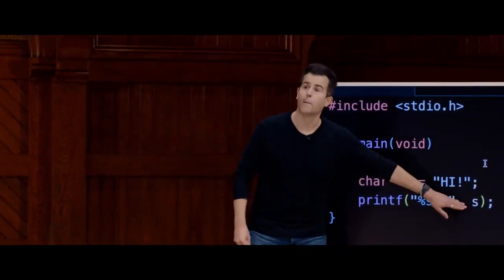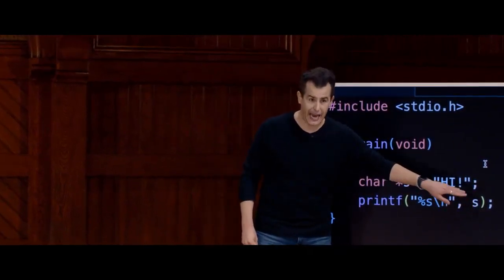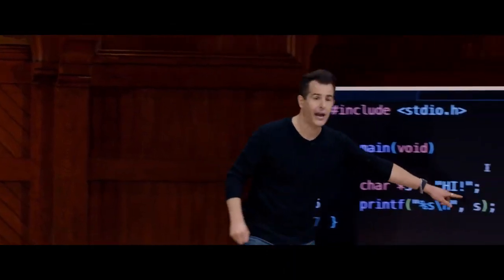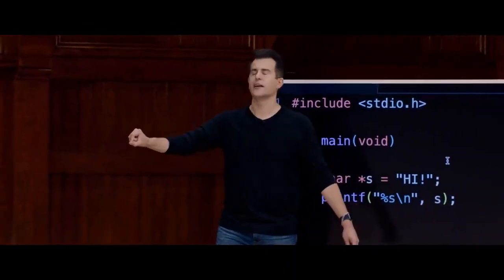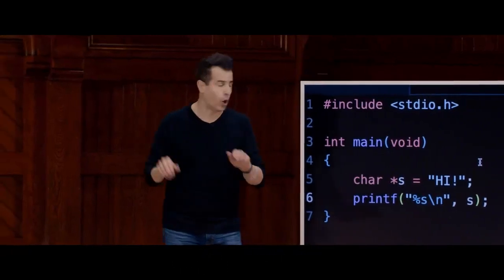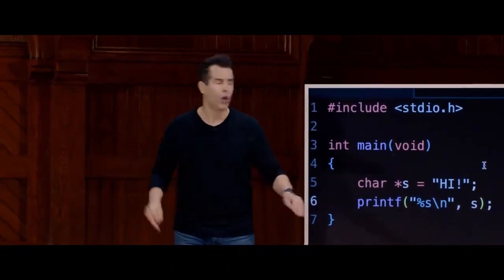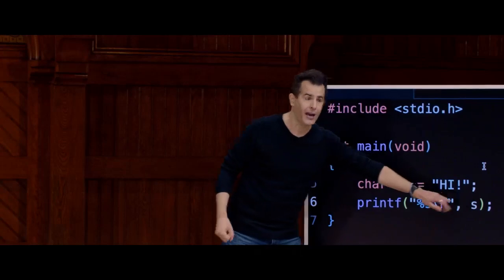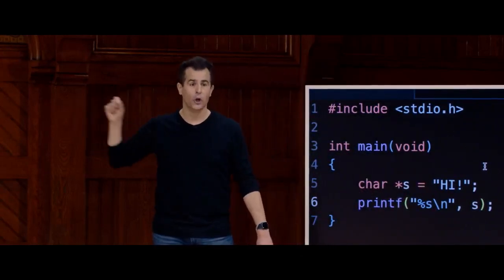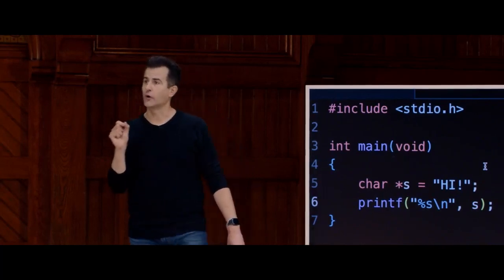If you were to do star s here instead, an asterisk and then s, that would now be literally a character. Because if I say star s, that means go to the address in s, and all you're going to find there is a single character. What printf wants to know is not what is the character there, but what is the address of that character. Why? Because printf needs to walk through the rest of those characters looking for the final null character.